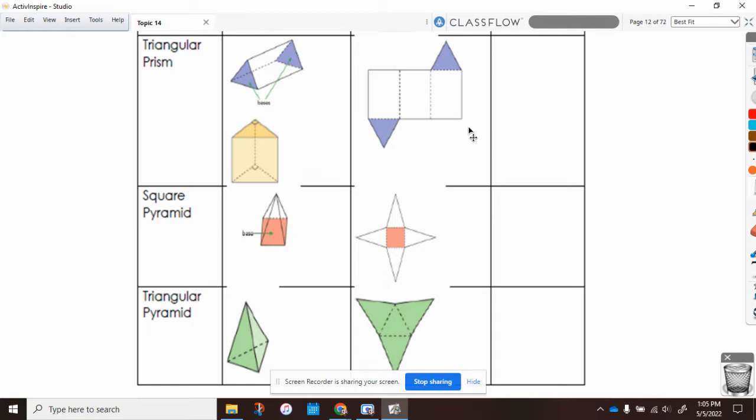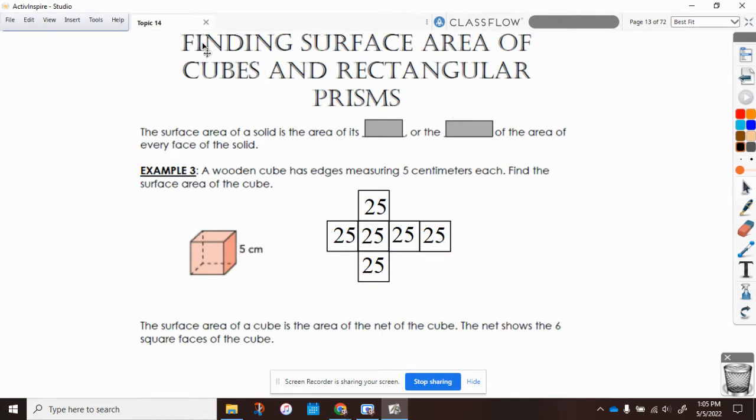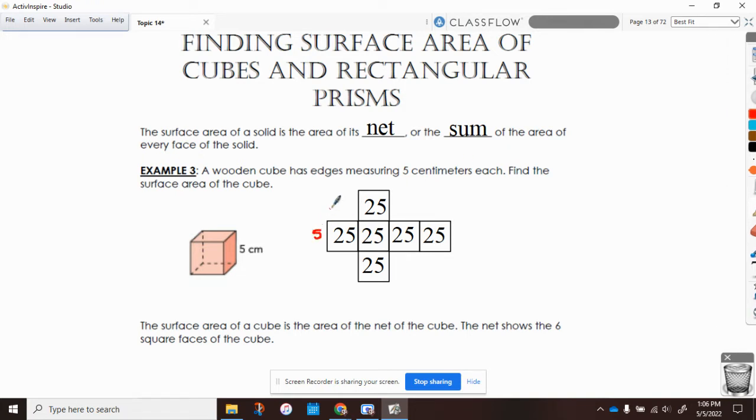And so the reason we're looking at these nets is because that is one way that you can find the surface area of a 3D object. You can find the area of its net, or find the sum of the area of all of the faces that make up that net. Okay, this example right here has a wooden cube, a cube with sides that are 5 centimeters long each. Well, you see a bunch of 25s in here. Okay, the reason that those are there is because you have to remember that all of these edges are all five. Okay, and so if we're looking for the area of this one square right here, it's 5 by 5. It's a 5 by 5 square, so that's 25 square centimeters.